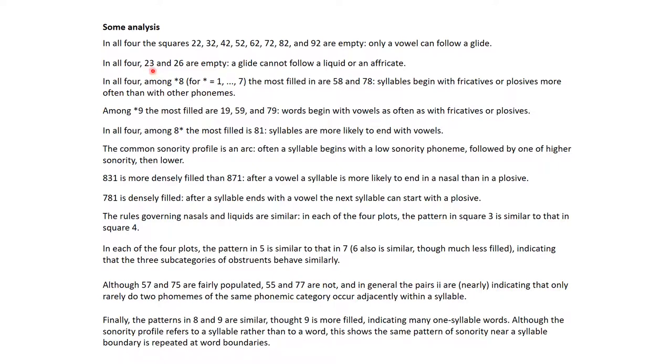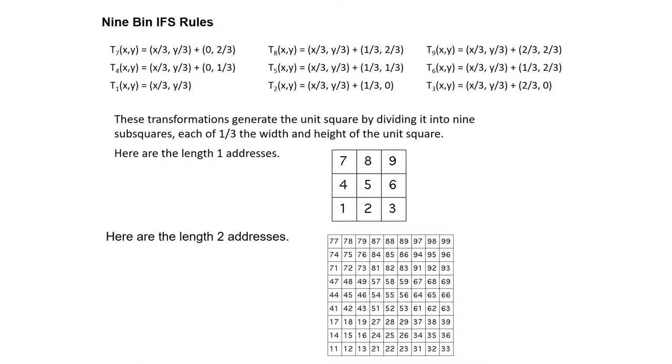If you have a glide, it cannot follow a 3, which is a liquid, or follow a 6, which is an affricate. So these kinds of rules one can always find using these driven IFS. Okay, and the 9-bin IFS rules, you have to define the rules also. T1 will reduce everything by x by 3, y by 3. T2 is x by 3, y by 3, plus 1 by 3, 0. So this is 2, this is 3.